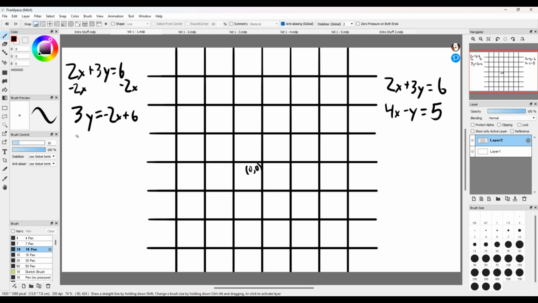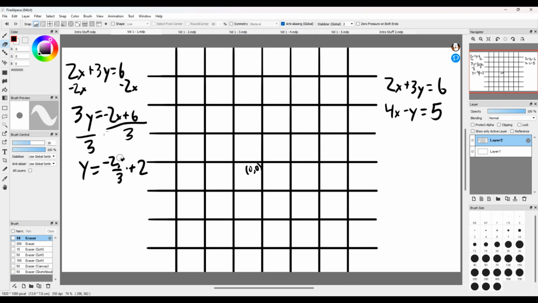And so you divide it by 3. You divide the whole thing by 3. So every term gets divided by 3. Very important. So you have y equals negative 2x over 3 plus 2. This can also be written as negative 2/3 and then an x over here. Your choice. So now that we have it in slope-intercept, we can graph it.